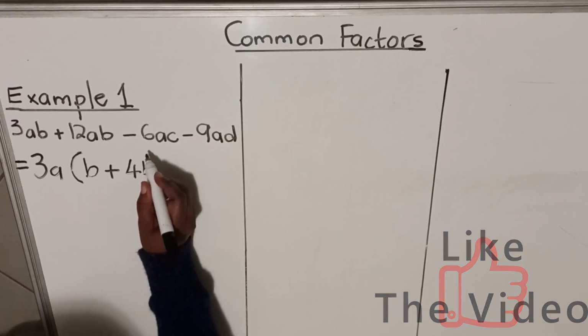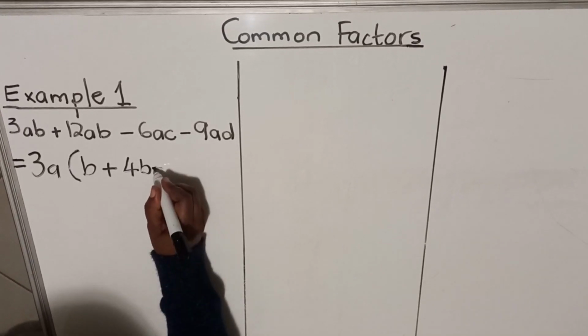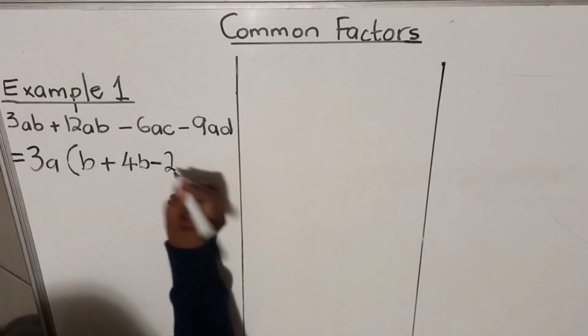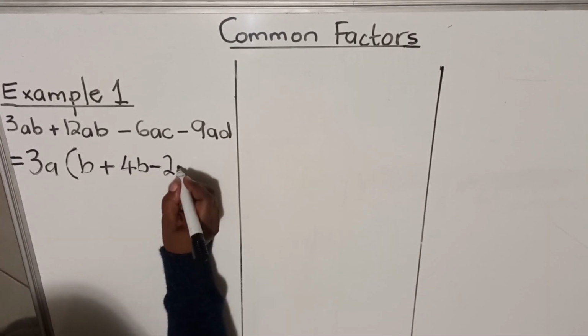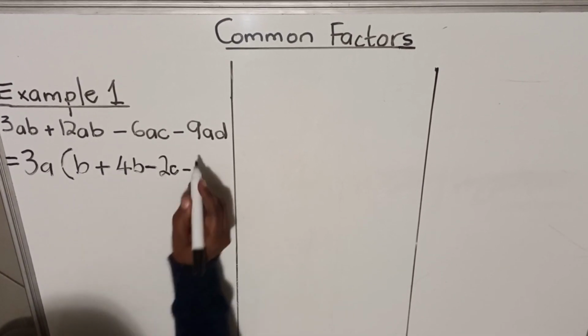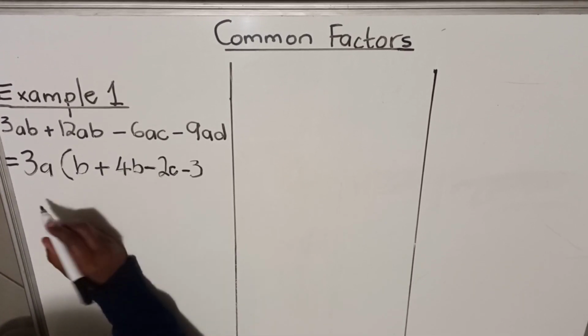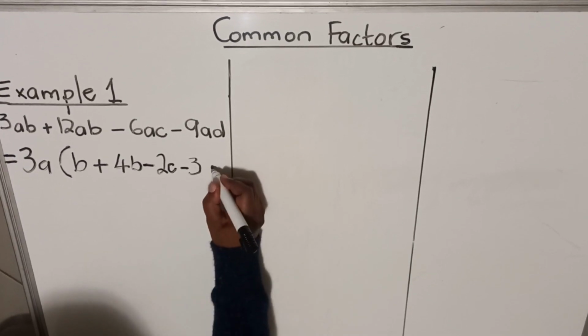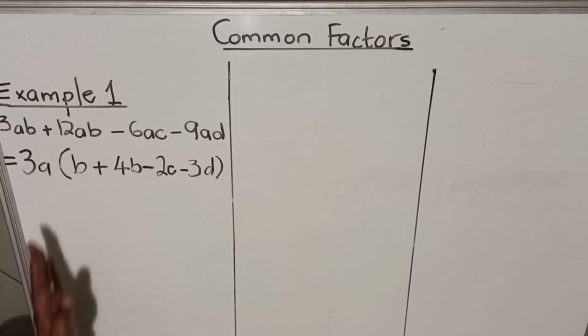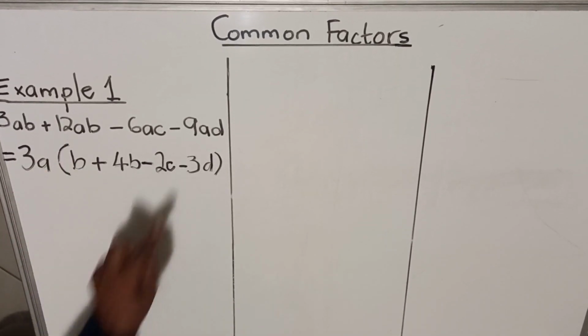Then this term is a minus. I take the sign that I have here. 6 divided by 3, it's 2. A divided by A is 1. Then I have a C. Last term is minus. 9 divided by 3, it's 3. A divided by A is 1. Then it's D. So this is how you factorize. If you multiply everything, you need to get that expression back.